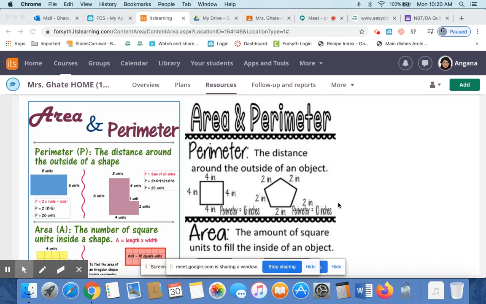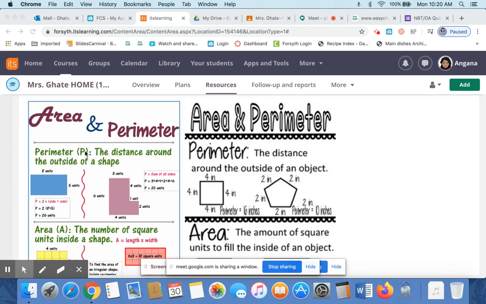Can you still see my It's Learning page? Or did it go away? Okay. It's still there. Okay, perfect. So let's do this. So here's what you need to do.